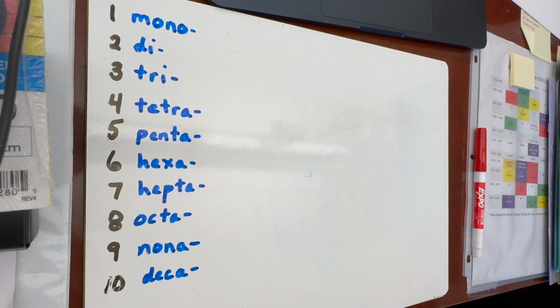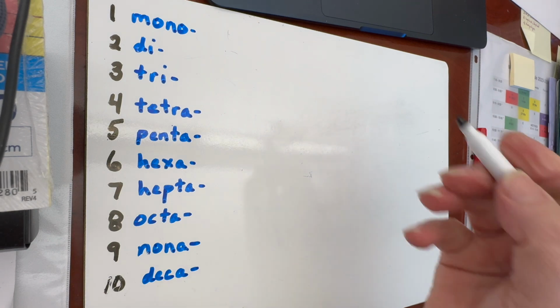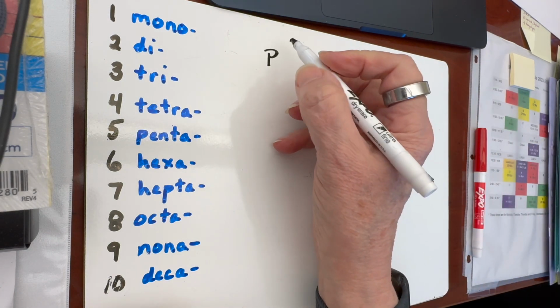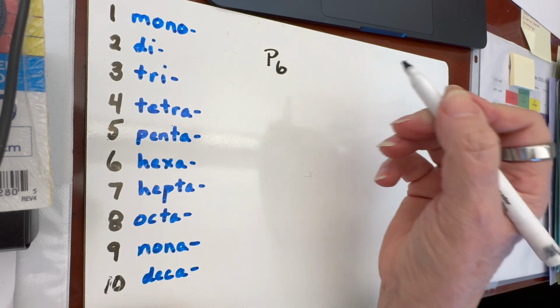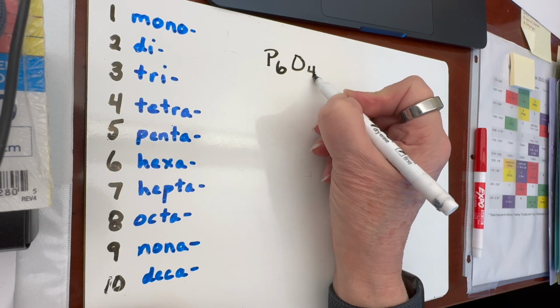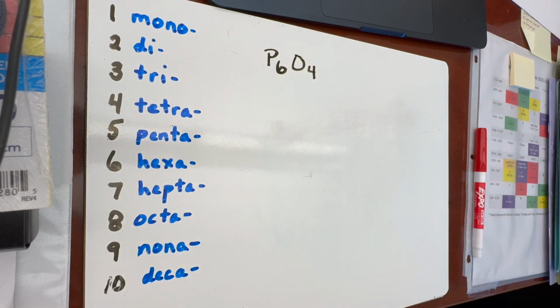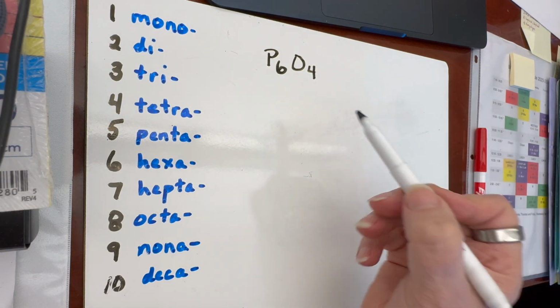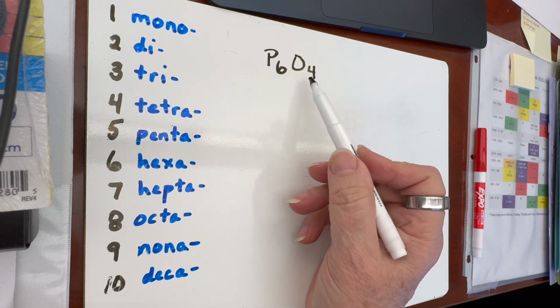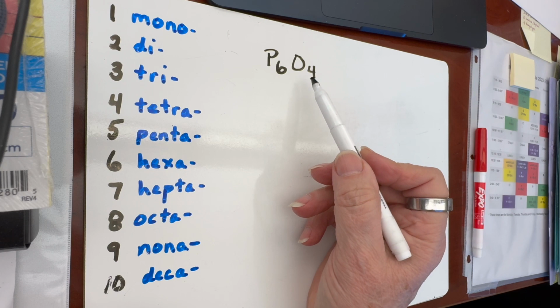Now let's go the other way. What if we're given a formula and we have to come up with the name? So let's say we have P6O4. Now, first of all, with molecules, we don't reduce. So we're not going to say P3O2. If it was an ionic compound, we would do that.